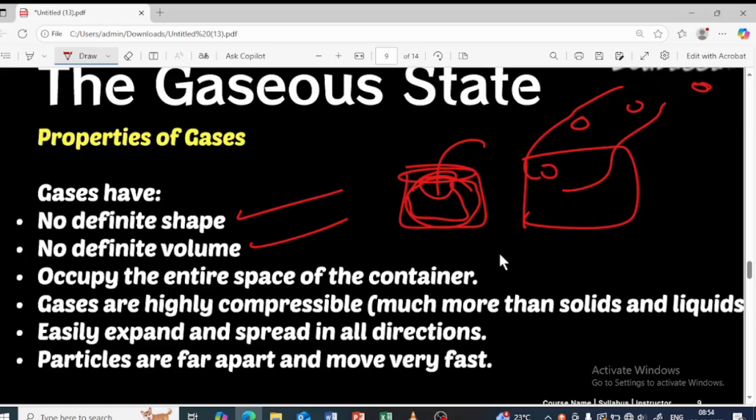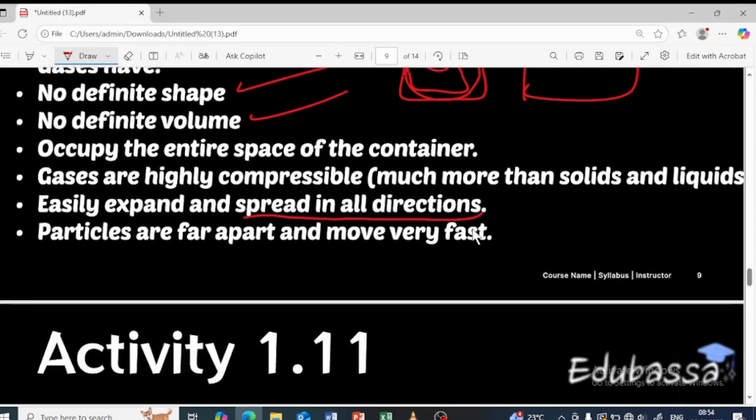You might have seen the balloon, it is filled with gases, and the LPG cylinder that you use for the stove is filled with gases. All these gases can be compressed easily, and they easily expand and spread in all directions, because here the particles are very far away from each other and they move really fast.